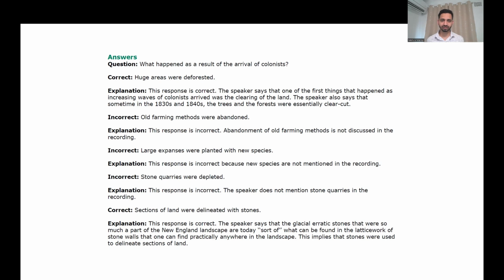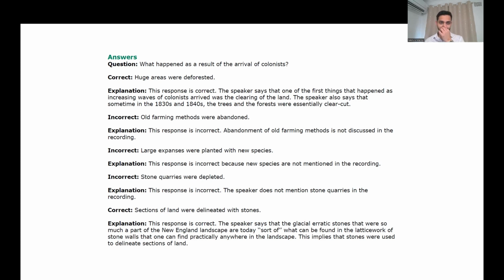In terms of the second option, old farming methods were abundant. Now, it doesn't really mention that, right? This response is incorrect. Abandonment of old farming methods is not discussed in the recording, so you don't have to worry about that. And you have to remember what is mentioned after the colonists arrived. Did you hear they did that? No? So you have to remember that. And you should look at your notes, and if you don't find that in your notes as well.